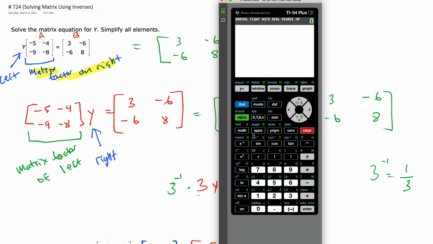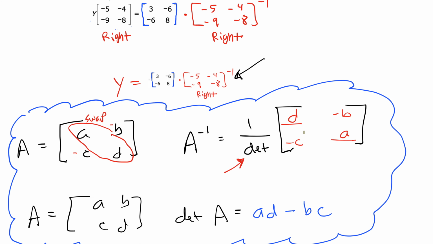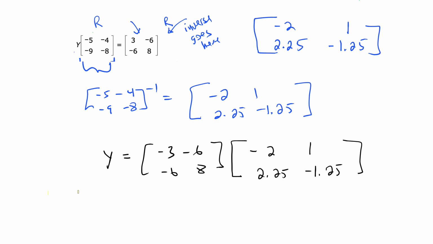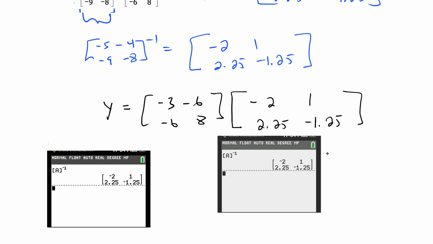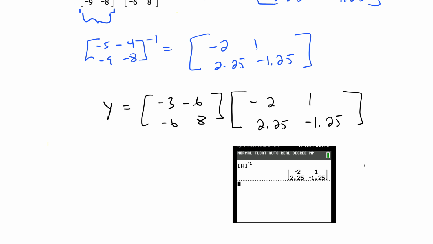Let me do it over again. If you want to, go to second matrix, put down A, and then hit the inverse button. That's the inverse of A. That's what we did by hand down here, and it looks like we did it correctly. Look right here: -2, 1, 2.25, and -1.25.